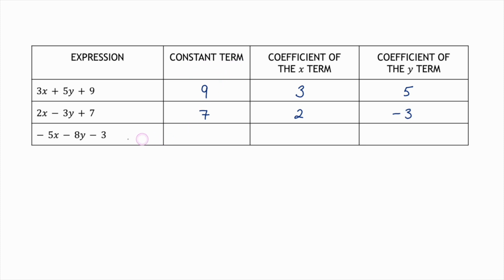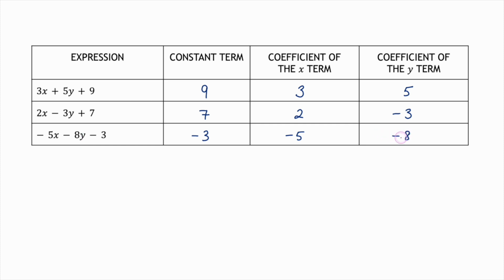On to the constant term of this third expression. Again, we have three terms. The constant term is this term here. And notice again, this one's negative. So negative 3. The coefficient of the x term, here we have the x term, and the coefficient this time is negative 5. And the coefficient of the y term, this one is negative 8.